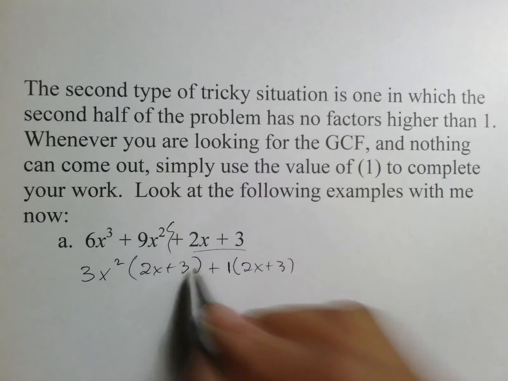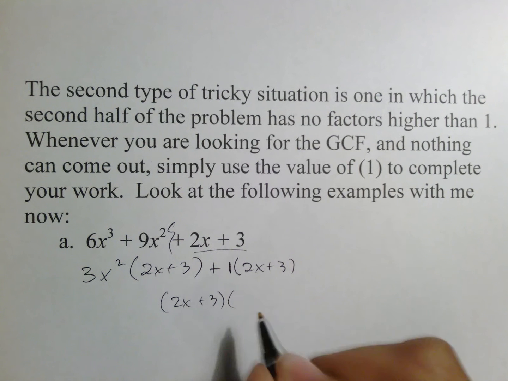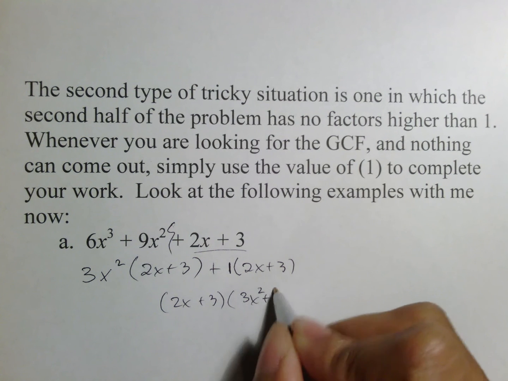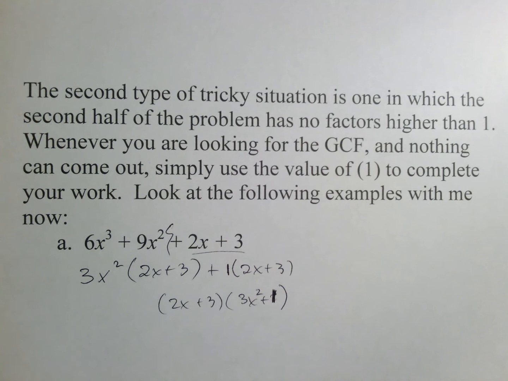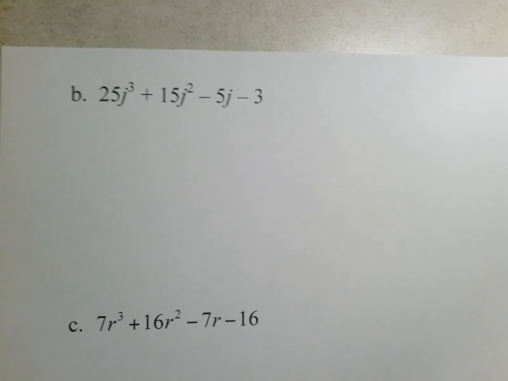Notice that this matches that, which is true. Now they both have 2x plus 3 in common, and you are left with 3x squared plus 1. Alright. So again, the trick here is if nothing comes out, be sure to put a 1 outside the parentheses, otherwise you really cannot complete the factoring.